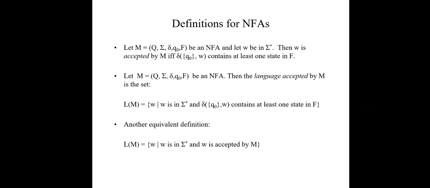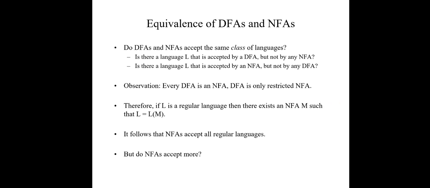Right? Now, the definitions for NFA, similar to that of DFA, is the language accepted by M, it is L of M, where w is in sigma star, and delta of q0 comma w contains at least one final state. Another equivalent definition is L of M, w is in sigma star, and w is accepted by the automata M.